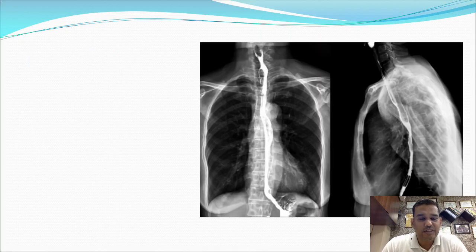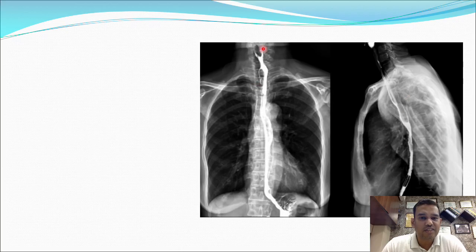Next X-ray. What does this X-ray show? Which body part is it? Is it a plain X-ray or a contrast X-ray? Yes, I could see something radiolucent starting at the neck region and going into the abdomen. So this is a contrast X-ray of the chest. It's a specialized X-ray, and you also have a lateral view of this X-ray.